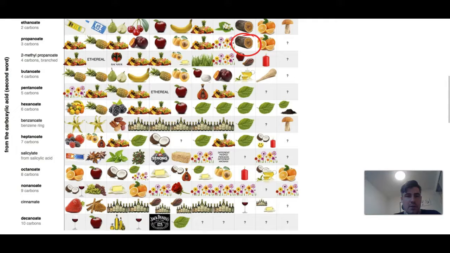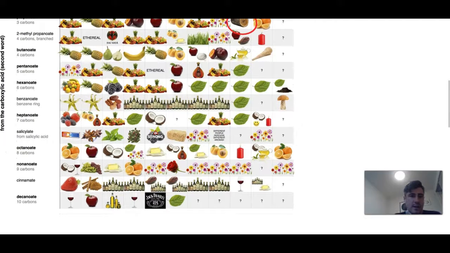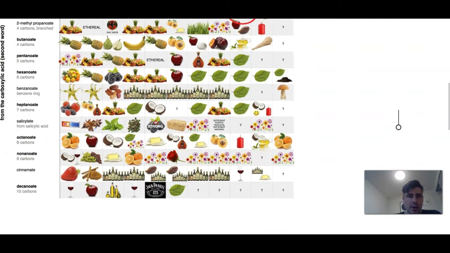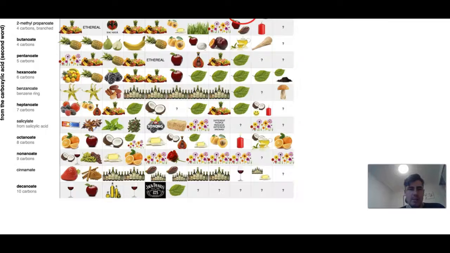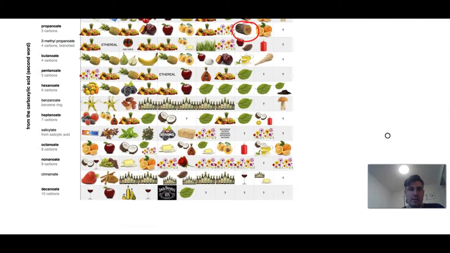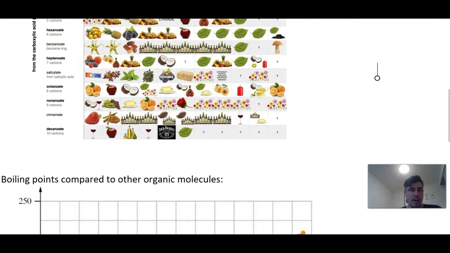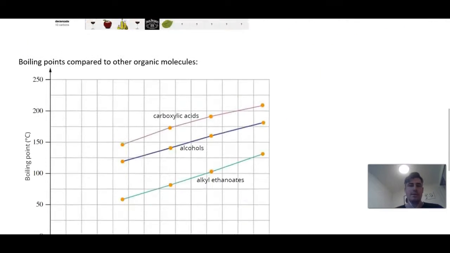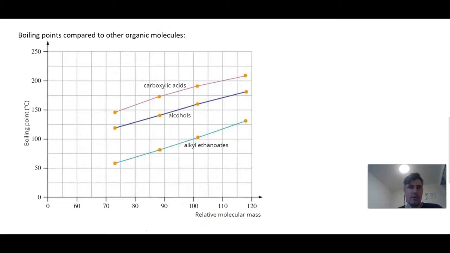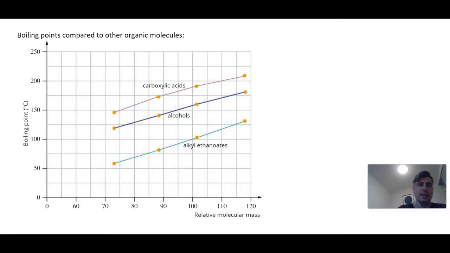There's lots of different fragrances that you'd be familiar with: coconut, cinnamon, even the smell of roses. So these esters are all very important in the production of food additives and in fragrances. Now, if we look at properties of esters and compare them to alcohols and to carboxylic acids, you'll notice that the boiling point is a lot lower.